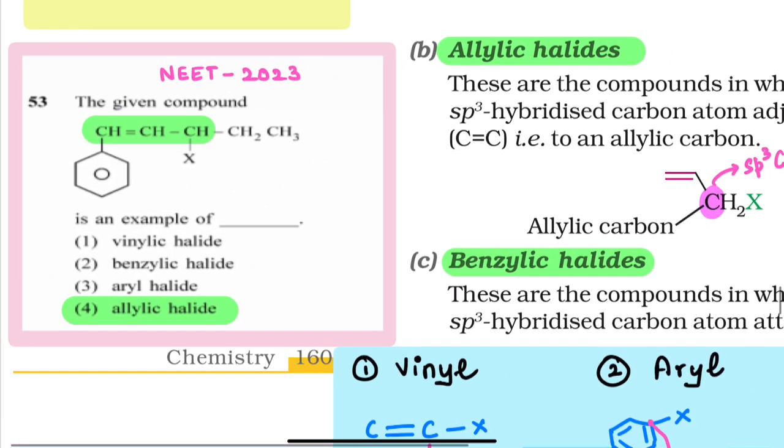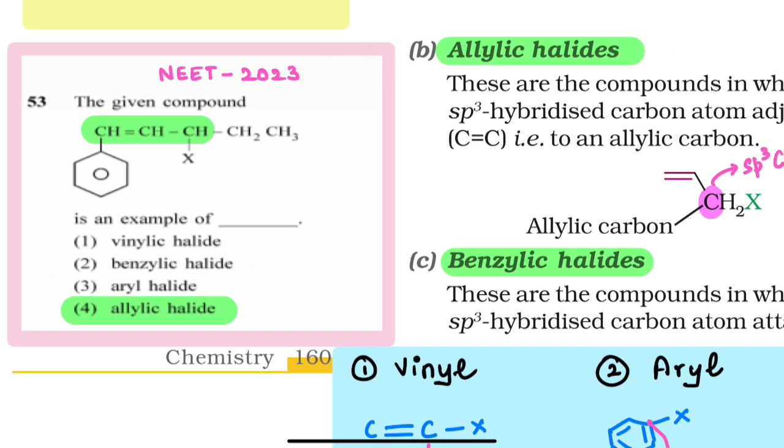So let us solve the NEET 2023 question. The given compound, this is the compound which is given, is an example of: 4 options are given: vinyl, benzyl, aryl, allylic. We will see that the halogen is attached to which type of carbon atom. The halogen is attached to an sp3 carbon. How do you know this is an sp3 carbon? If a single bond is present everywhere, see here this carbon has single bond, single bond, single bond and single bond. So if single bonds are present, then this is an sp3 carbon.